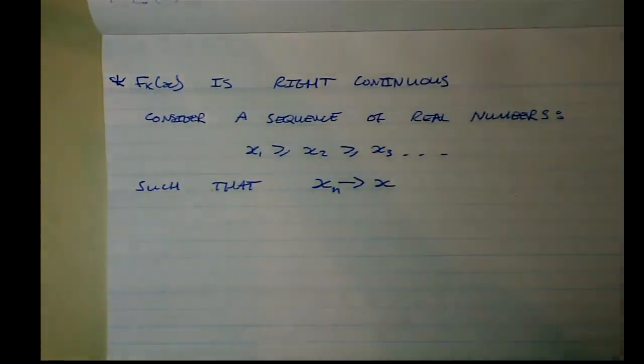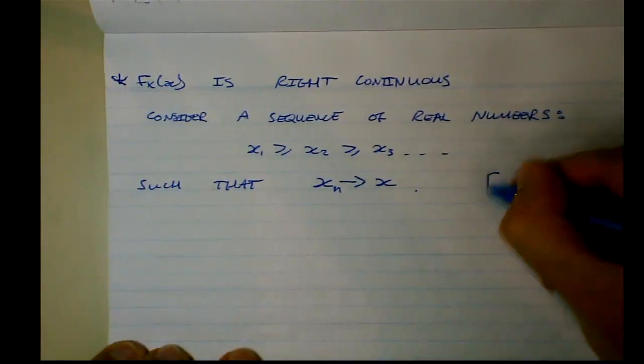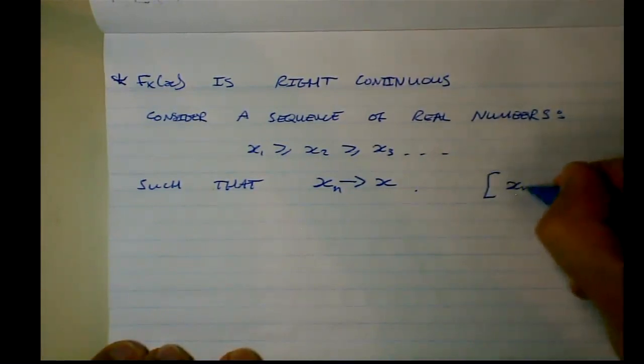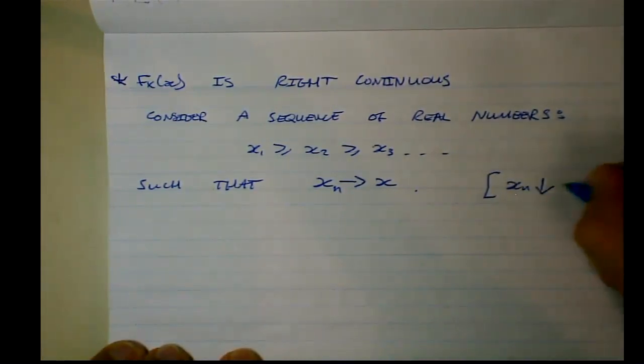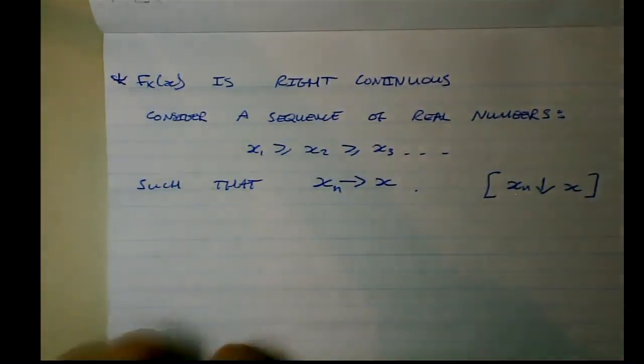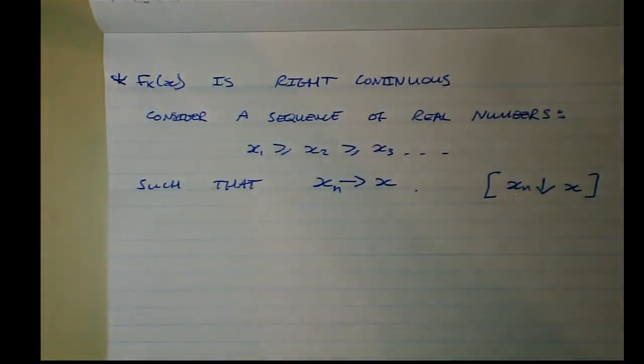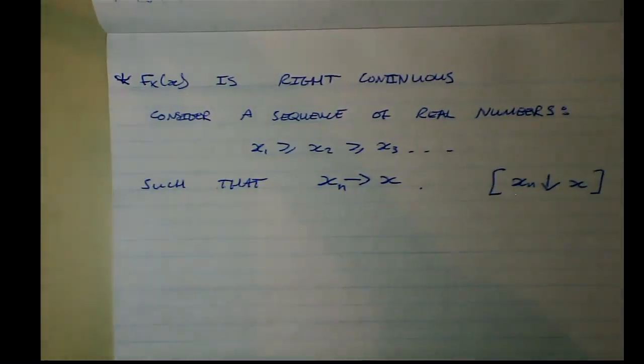You might have seen the notation. What this means is that we have x_n decreasing to x. If you draw a downwards arrow, it means that your sequence x_n is going from above to x. Why are we going from above? Because we're trying to prove right continuity. If we were going from below, we'd be trying to prove left continuity.